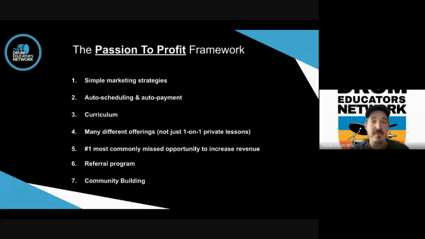So the Passion to Profit framework has 7 different categories. The first one is simple marketing strategies. I put "simple" because it doesn't have to be complicated, and I'll show you how I make it as simple as possible. Auto scheduling and auto payment. That's part of the time saving teacher framework. But I put this in early because if you start growing quick and you haven't got to the rest of the book, then you're going to be in a little bit of trouble.